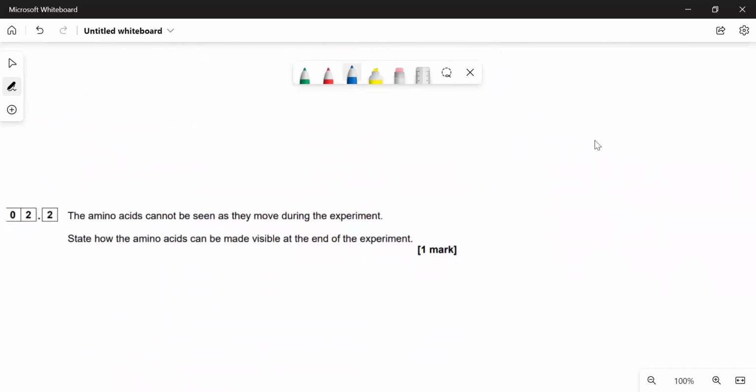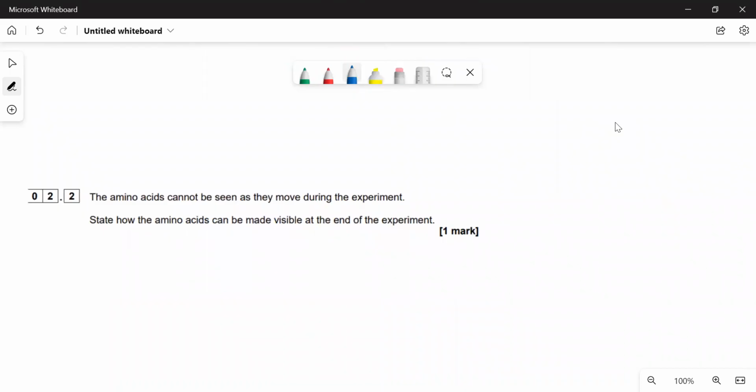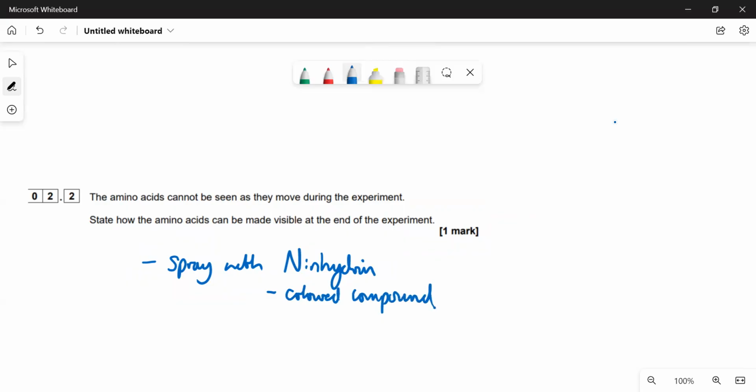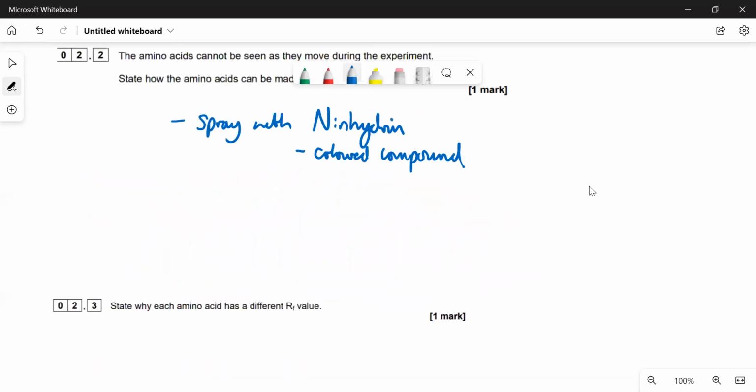The amino acids can't be seen as they move during the experiment. State how the amino acids can be made visible at the end of the experiment. Well, the usual thing is to spray with a chemical called ninhydrin, which reacts with amino acids to form a coloured compound that you can see. The other thing you can do is look at it under UV light, and amino acids absorb in the UV part of the spectrum, so you can visualize them there. So either of those two methods is okay.